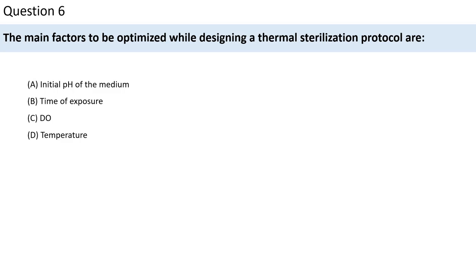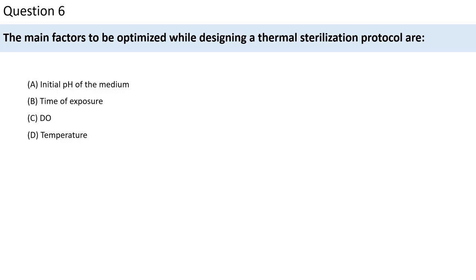And option C is dissolved oxygen. If you consider dissolved oxygen as one of the parameters, during fermentation, DO plays a very important role, because if it's an aerobic organism, it really requires dissolved oxygen. If it's a facultative anaerobe, it may or may not need dissolved oxygen. Whereas if it's an anaerobic process, there should not be any dissolved oxygen present in the medium, right? So DO plays a very important role in terms of fermentation.